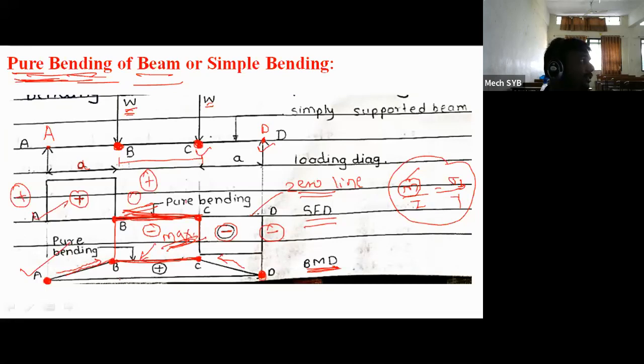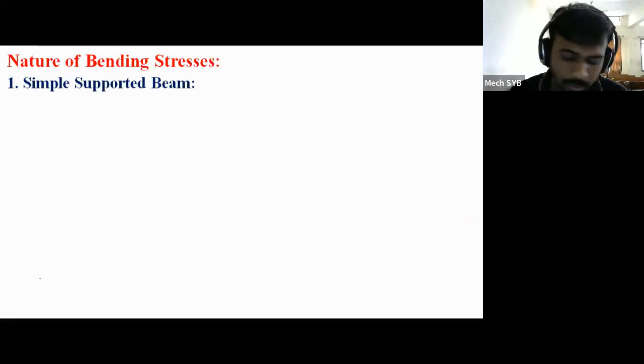Getting pure bending concept. Okay, now we are going to discuss about the nature of bending stresses. Write down the heading, nature of bending stresses. And in that, first one, simply supported beam. Nature of bending stresses, simply supported beam. Draw the figure. I will draw here.